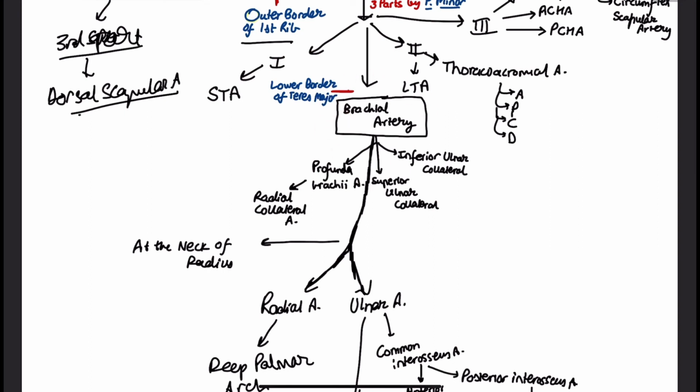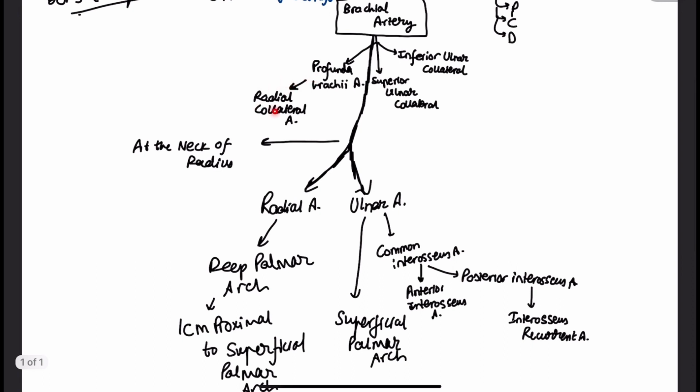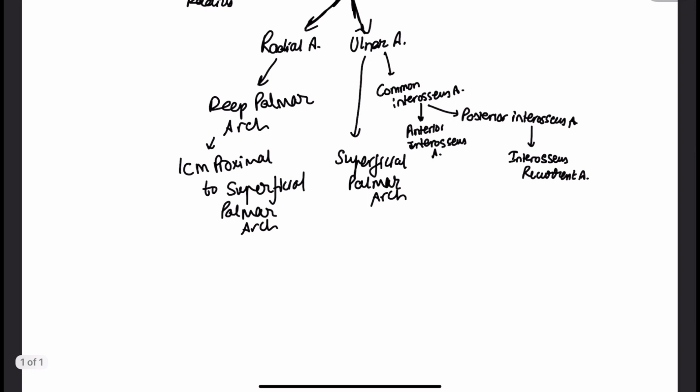Now, the axillary artery from the lower border of teres major continues as the brachial artery. The brachial artery gives three branches: profunda brachii artery, superior ulnar collateral artery, and inferior ulnar collateral artery. The profunda brachii artery gives the radial collateral artery and the middle collateral artery. At the neck of the radius, the brachial artery divides into the radial artery and ulnar artery. The ulnar artery gives the common interosseous artery, which further gives the anterior interosseous artery and posterior interosseous artery.